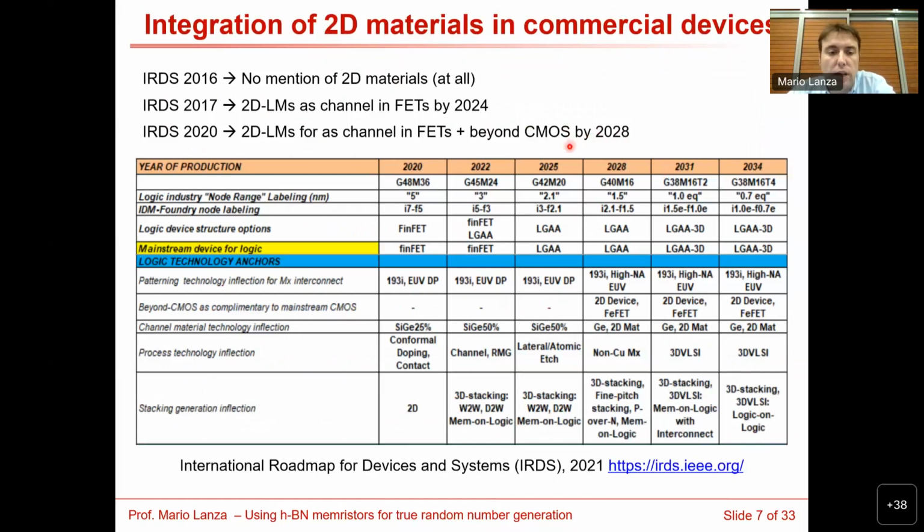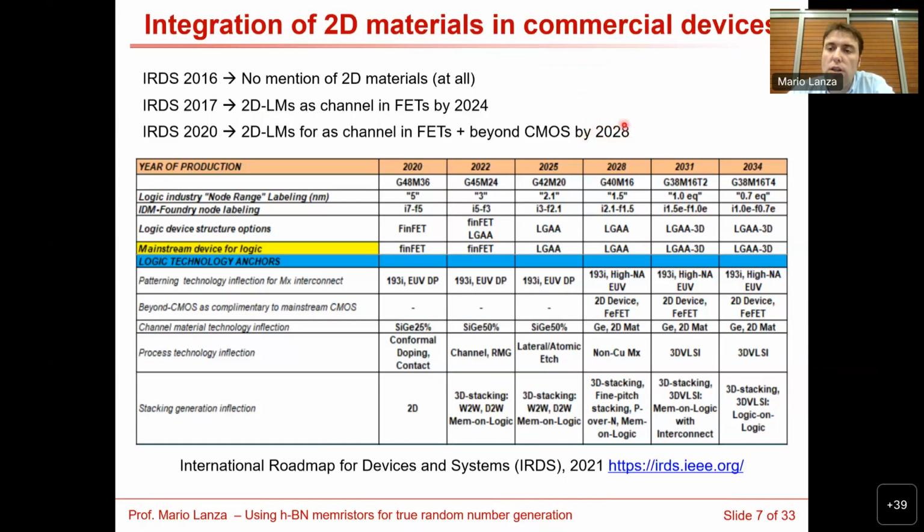Actually, if you check the International Roadmap for Devices and Systems from 2016, there was no discussion at all about 2D materials. But in 2017, it was the first time these materials were proposed as channel materials for field effect transistors, and it was stated that this will happen by 2024. And in the IRDS of 2020, this date was delayed until 2028 because several integration problems appeared.